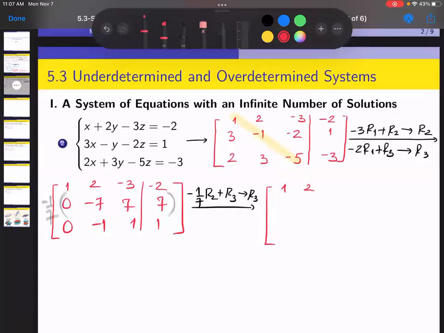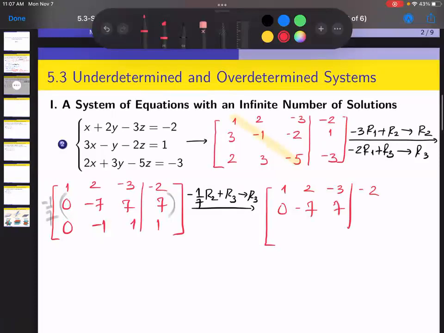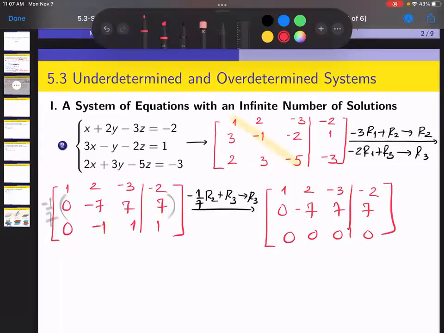Rewrite that. Maybe we should have flipped rows. Well, it doesn't matter. 0, 0, 0, 0. So that implies, the third row implies infinitely many solutions.